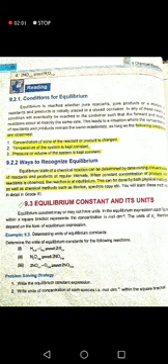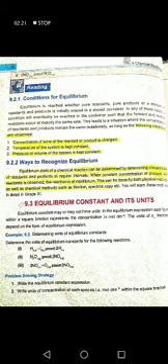Then ways to recognize equilibrium. The equilibrium state of a chemical reaction can be determined by determining the concentration of reactants and products. When constant concentration of products and reactants is observed, the reaction is at equilibrium. This can be done by both physical methods as well as chemical methods such as titration and spectroscopy.